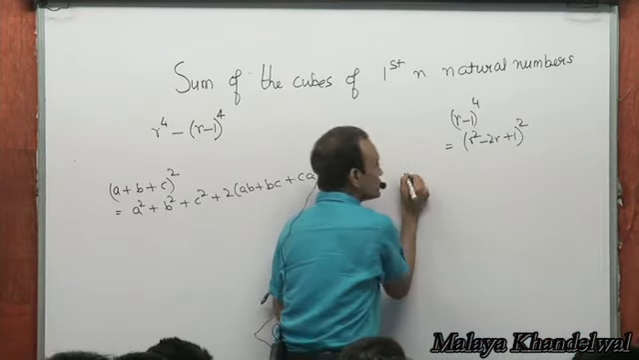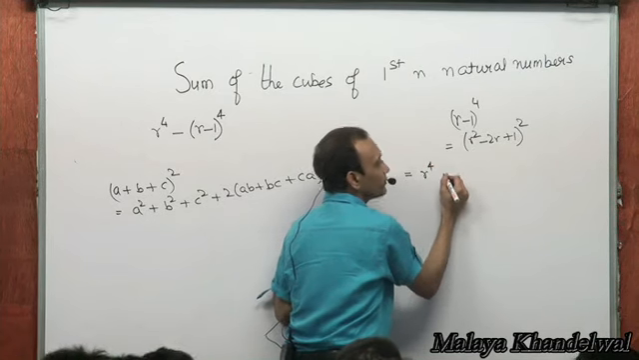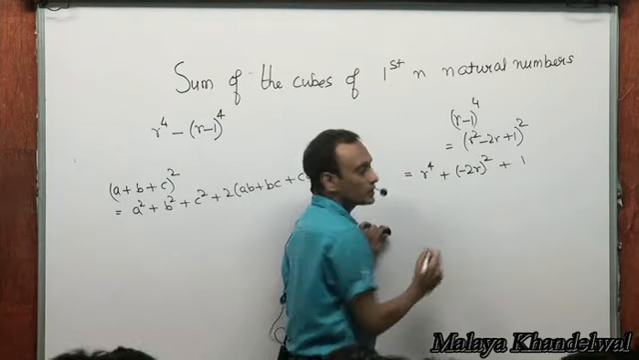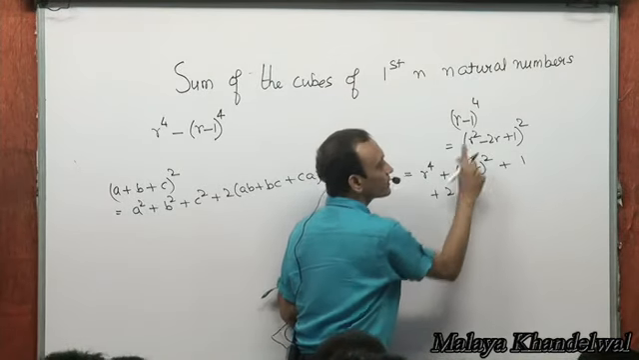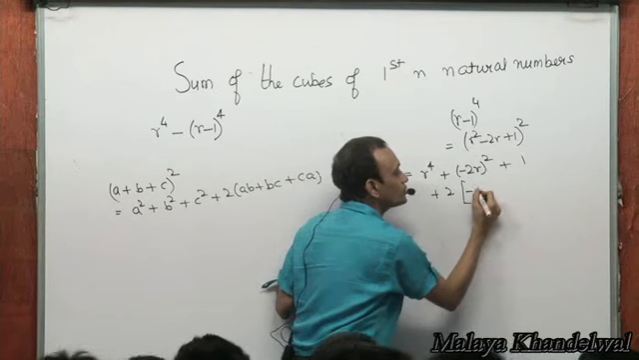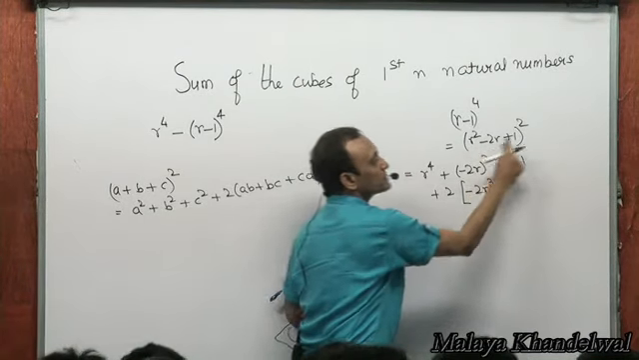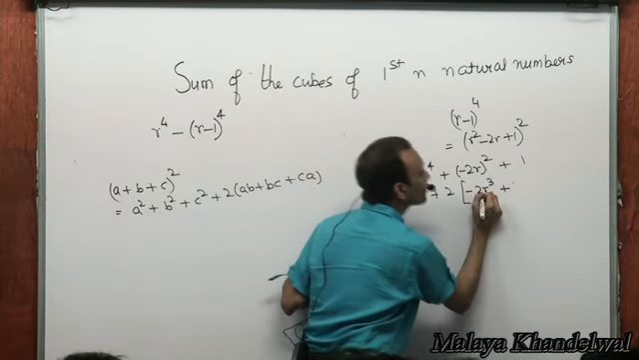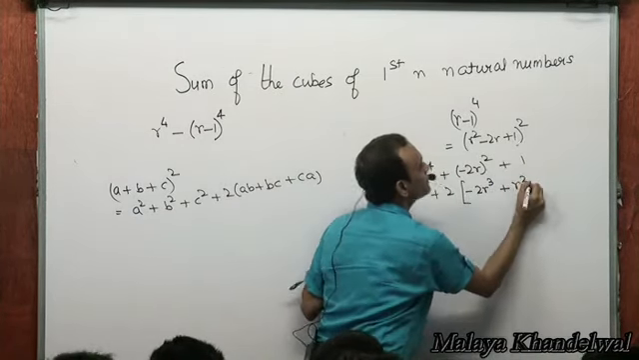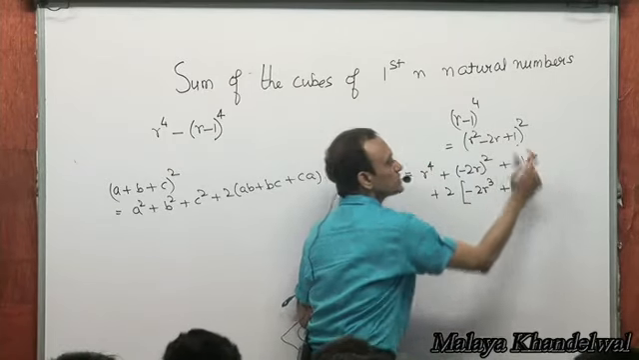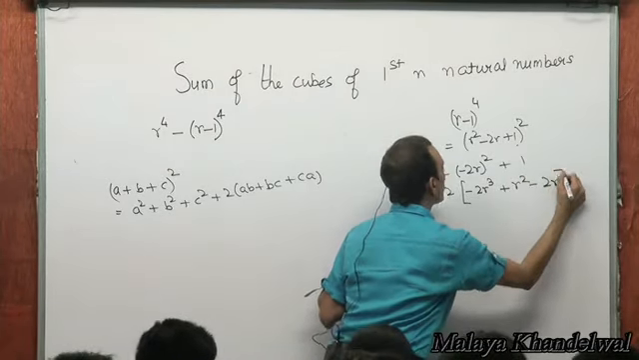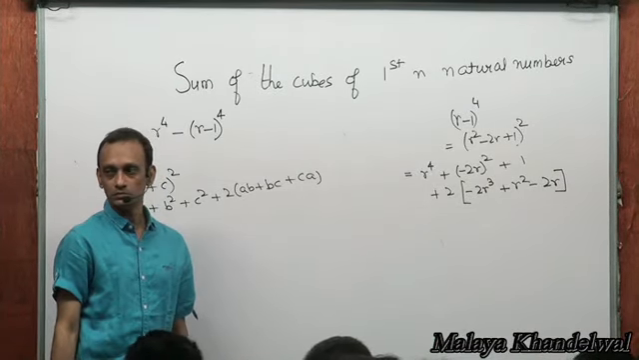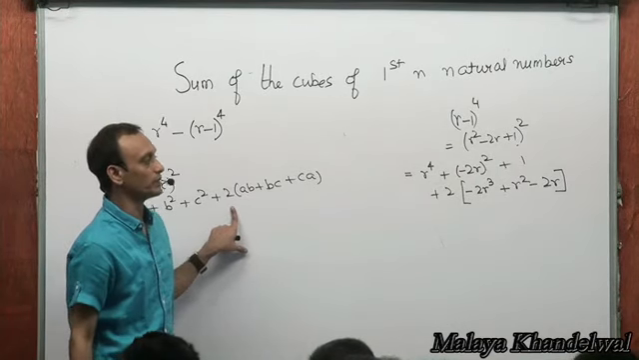So I can deploy that result, right? So if I deploy that result, that's going to be a squared plus b squared plus c squared plus twice this into this, which is minus 2r cubed, plus this into this, which is r squared, and this into this, which is minus 2r. Yes or no? Do you all understand this? I've just deployed this formula.